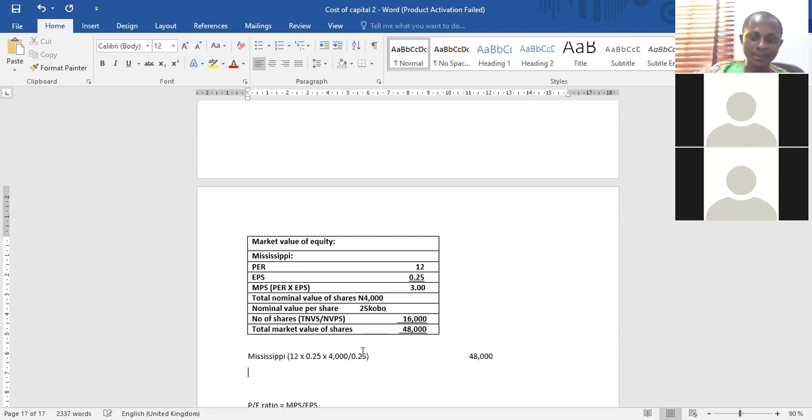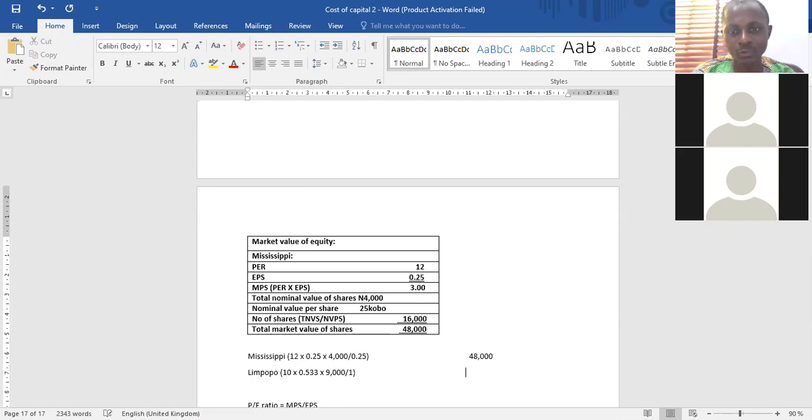For Limpopo, what is the price earnings ratio? Limpopo's price earnings ratio is 10. And the EPS of Limpopo is 53.3, that is 0.533, times the total nominal value of shares of Limpopo, which is 9,000. And what's the nominal value per share? It is 1 naira for Limpopo, so divided by 1.